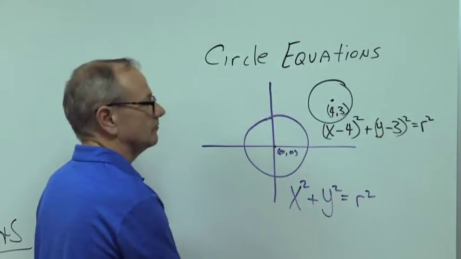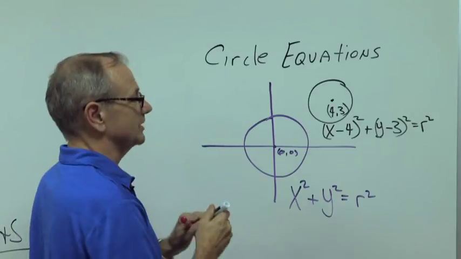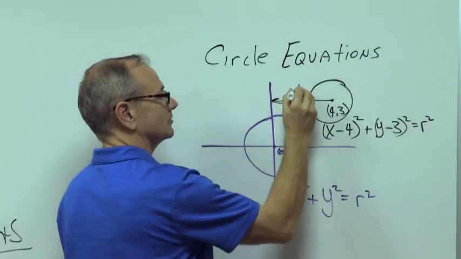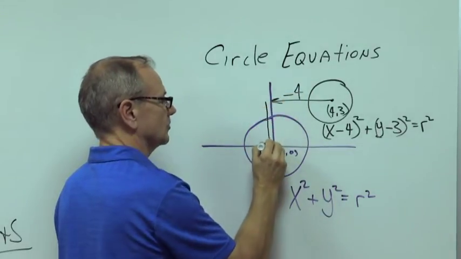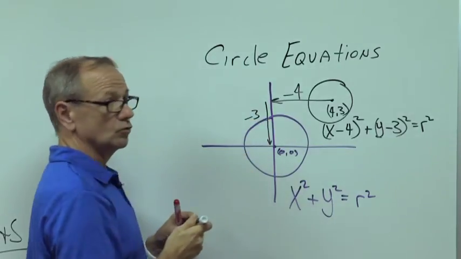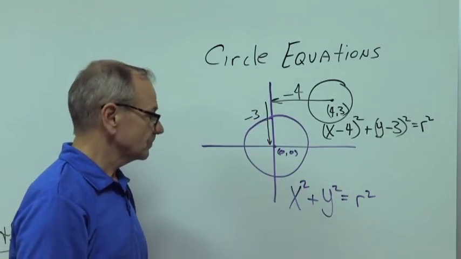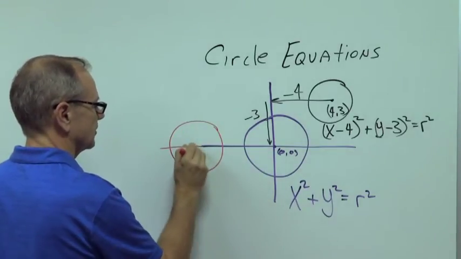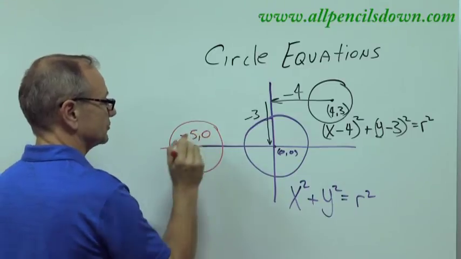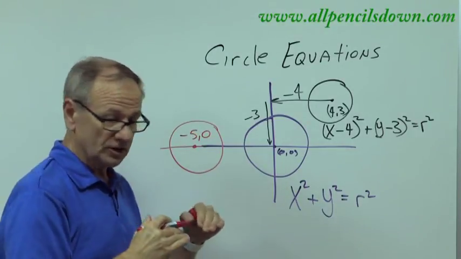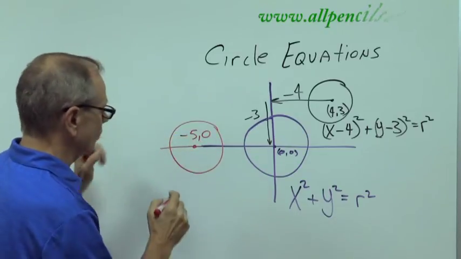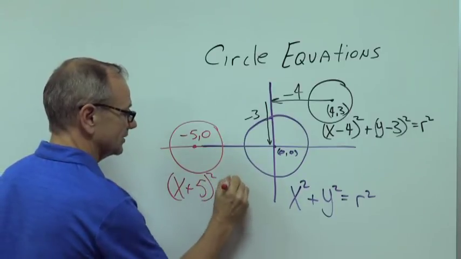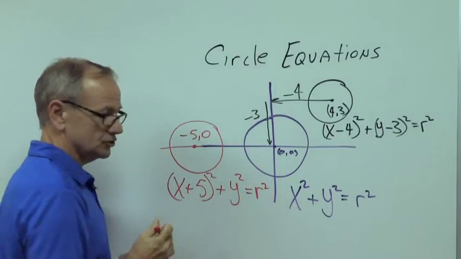The easiest way for me to keep up with this when I was going through school was to picture it as, what do I have to do to move this circle back to the origin? I have to go minus 4 on x and minus 3 on y, and that's what we put in the equation. Likewise, if we took this one and centered it right here at minus 5, 0, it has no offset on the y-axis. So this equation would be x plus 5 squared plus y squared still equals radius squared.